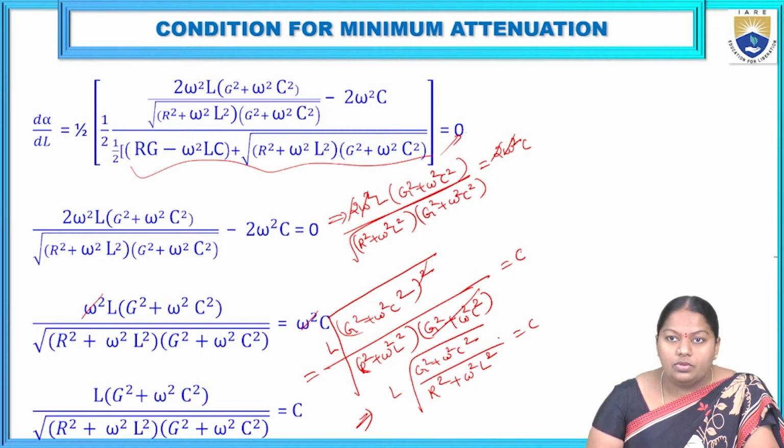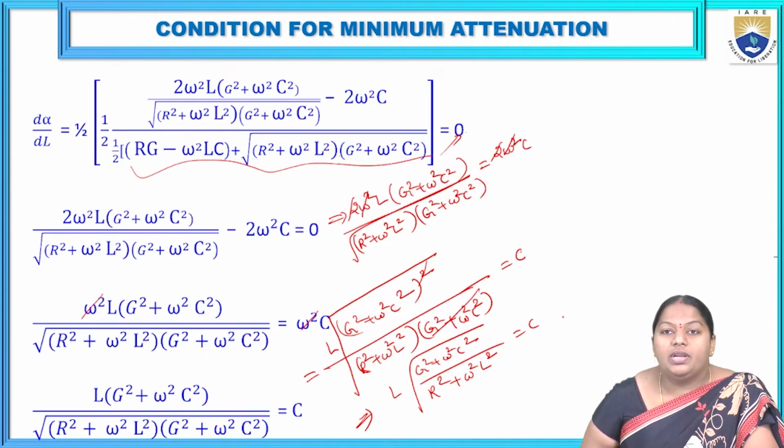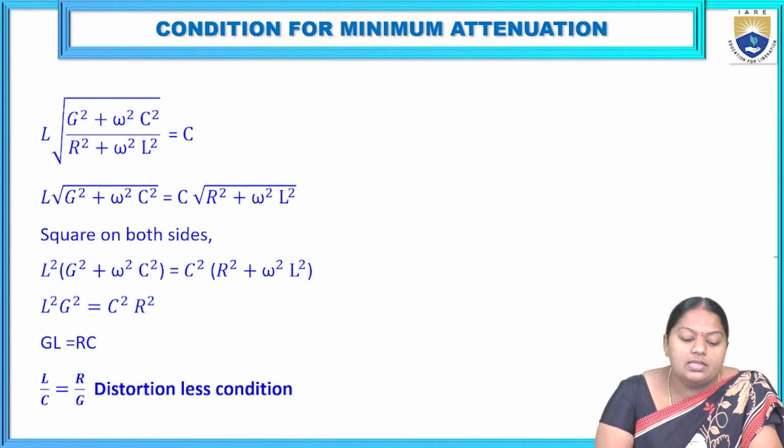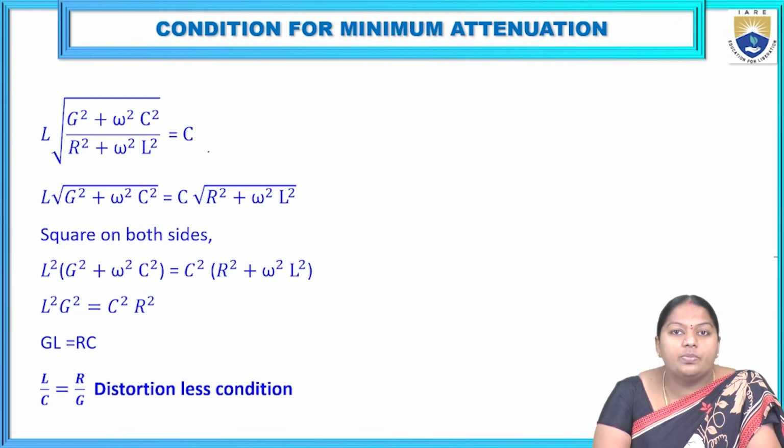Okay. Now if we take this L to this side, then it will be in the denominator. Why? Because the L is there in the LHS part, so it will be in the numerator. If you consider it in the RHS part, then it will be there in the denominator. Okay. Then L is equal to root over (g square plus omega square c square) by (r square plus omega square L square) equal to c is to be obtained.